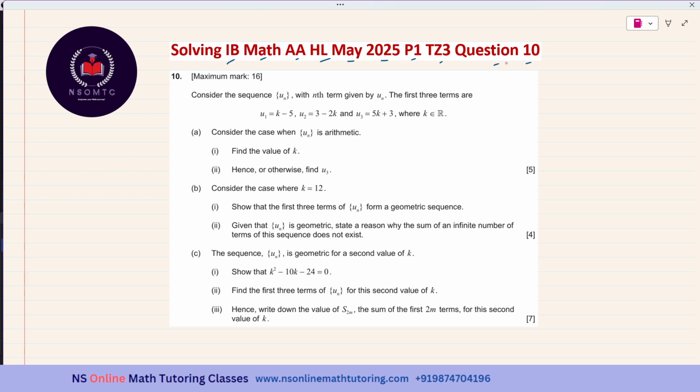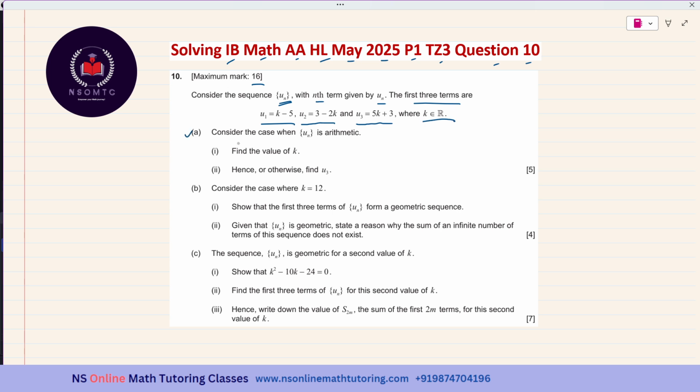So without any further delay, let us start to solve this question number 10. The maximum mark is 16. Consider the sequence of the numbers un with the nth term given by un. The first 3 terms are u1 equal to k minus 5, u2 equal to 3 minus 2k and u3 equal to 5k plus 3, where k is a real number.